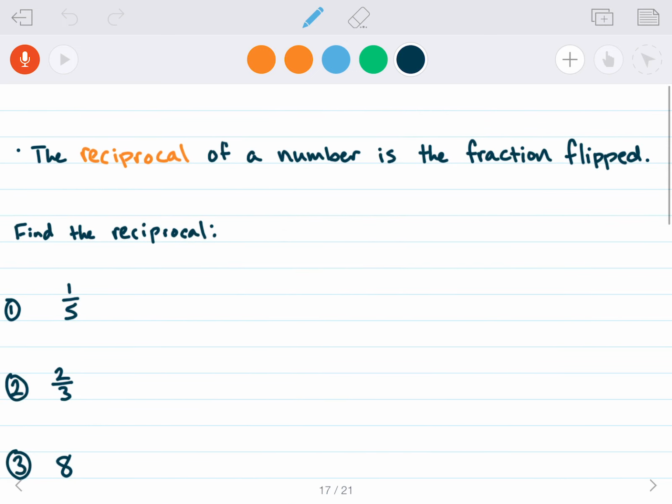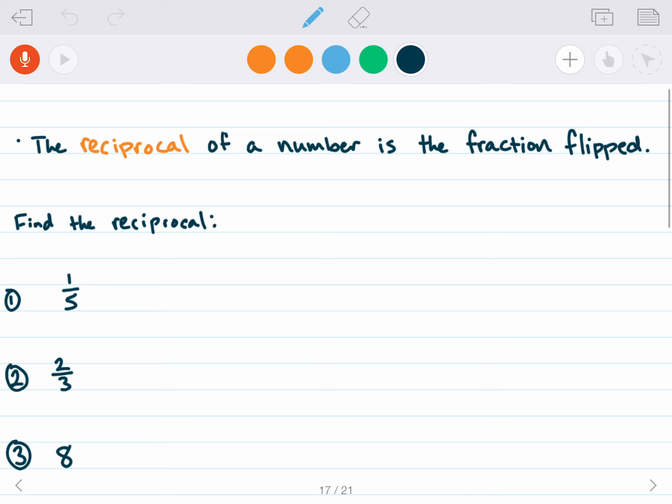Okay, so let's talk about a new term that you guys have probably heard before in your school career. It's called the reciprocal. Reciprocal is just the fraction flipped. So let's do some practice finding the reciprocal. What that means is the reciprocal of A over B is B over A. We just literally flip the fraction.